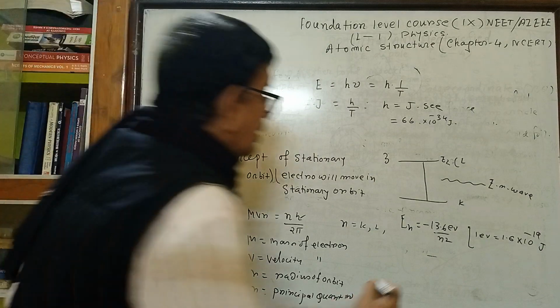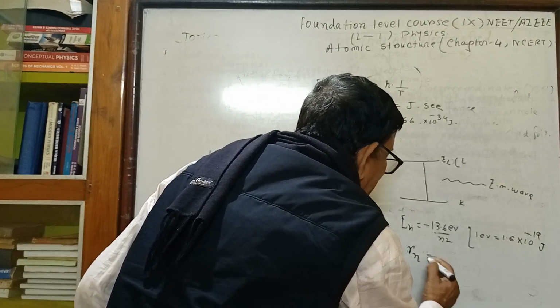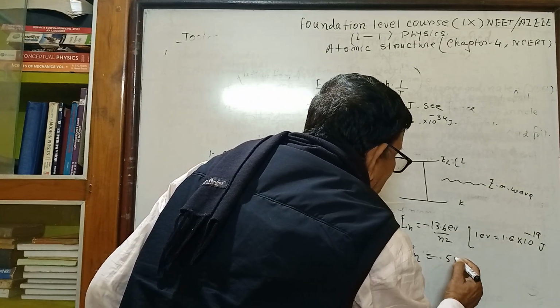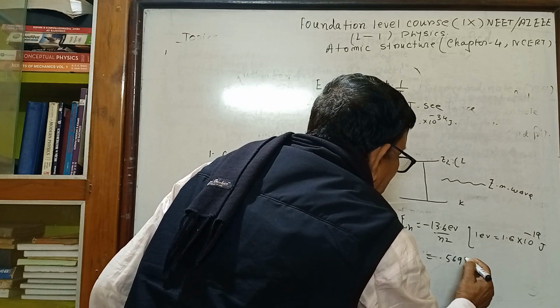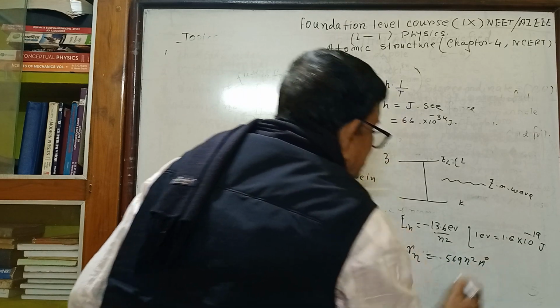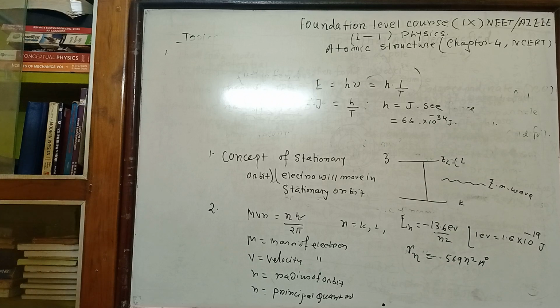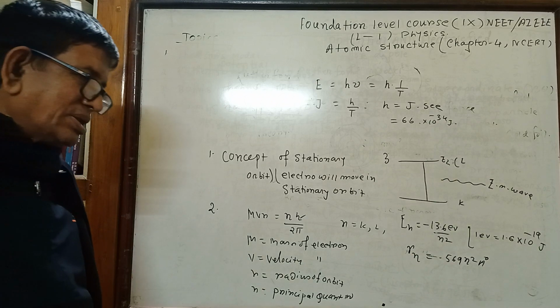So this is the value, and r_n, the radius of the nth orbit, equals 0.529 n square angstrom. This is the energy of the orbit, and this is the radius of the orbit.